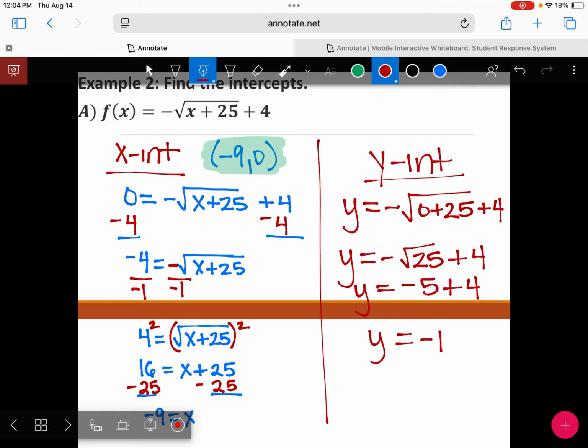But again, I need that as an ordered pair. So on the test, you would say it's 0, negative 1 in order to get full credit. And that is your x and y intercept.